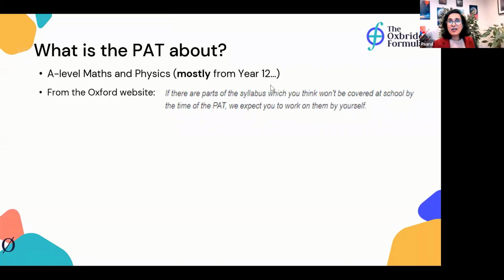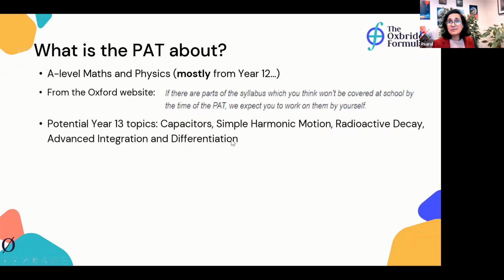Yeah, I kind of want to stress that really. They're specifically telling you that there may be parts of the PAT which you haven't done at school yet, or maybe that you're not going to do at school because it's not part of the A-level syllabus. So what kind of things are not part of the A-level syllabus? Well, here are some topics, and we assume that you haven't covered these yet, so we're just going to talk about them very briefly.